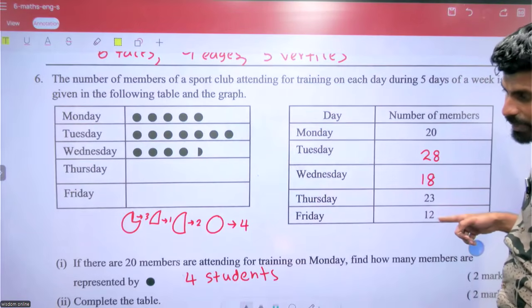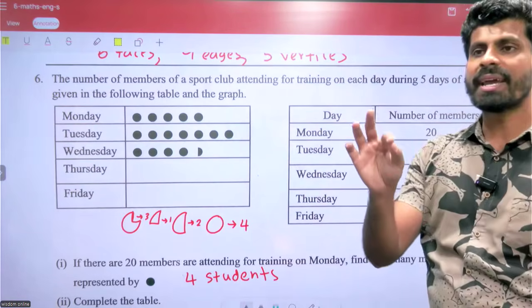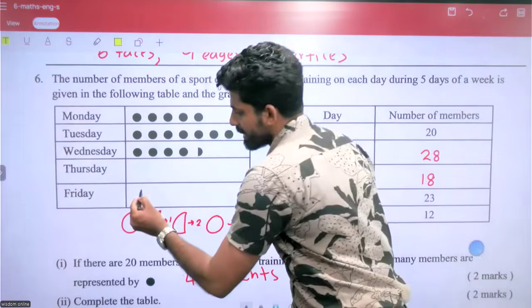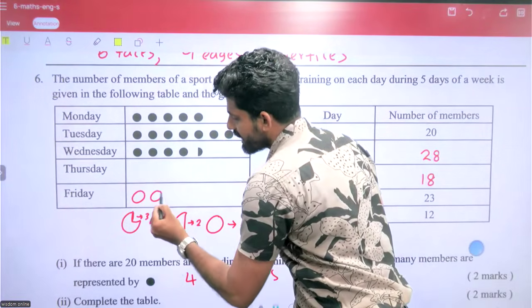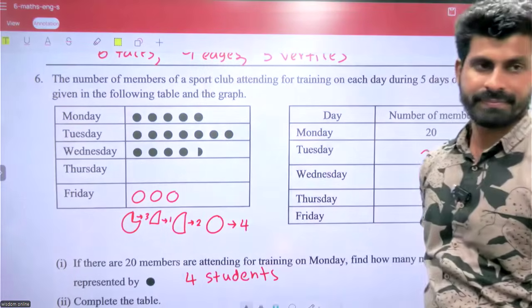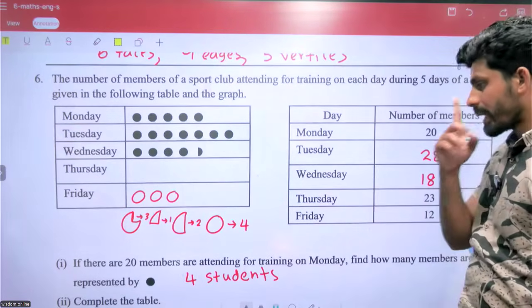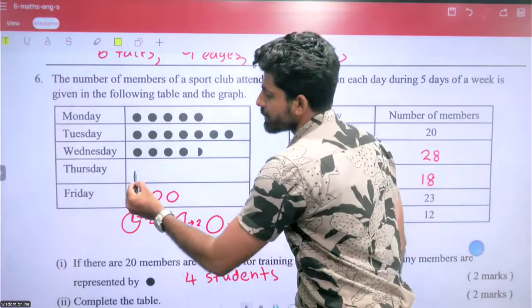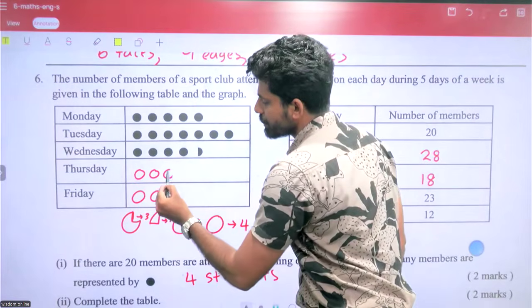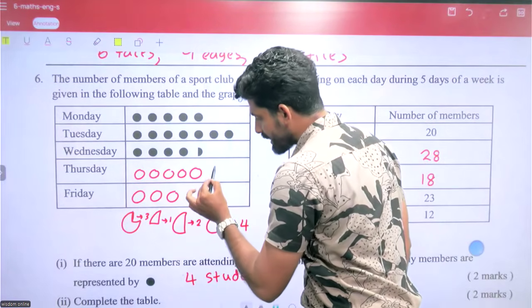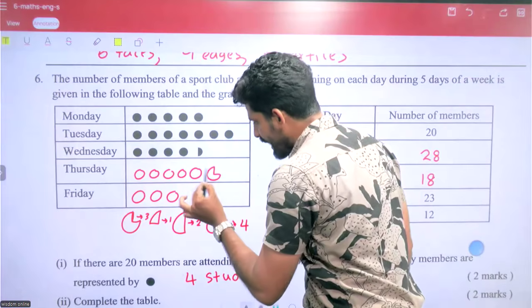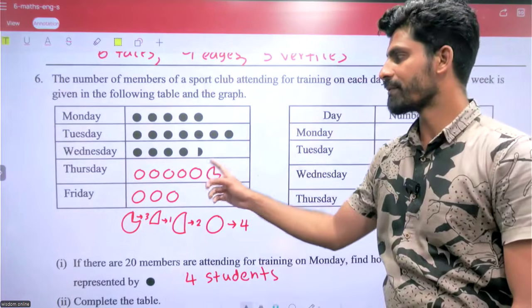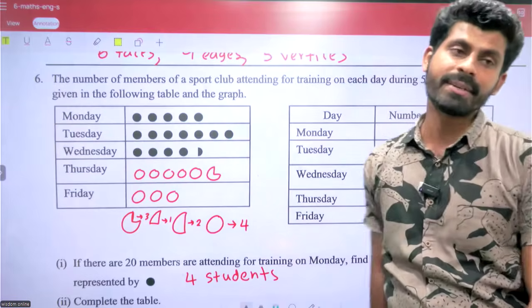20. Let's take 12, easy. 12 means 4, 8, 12. That's all. Thursday, 23. 23 means 4, 8, 12, 16, 20, 20 and 3. 1, 2, 3, 4, 5, 20 and 3. 23.